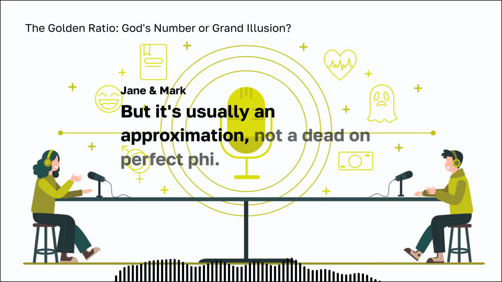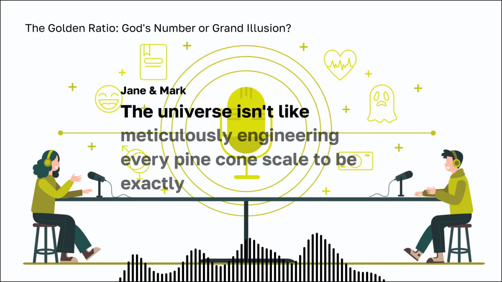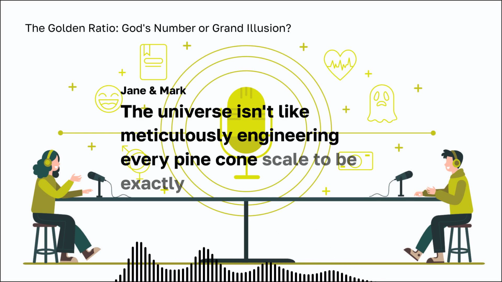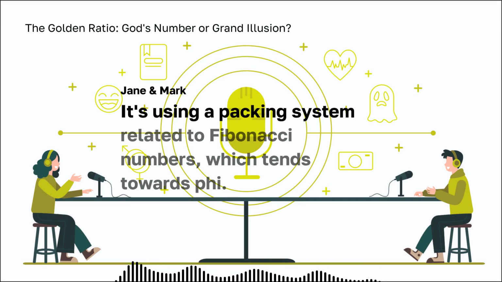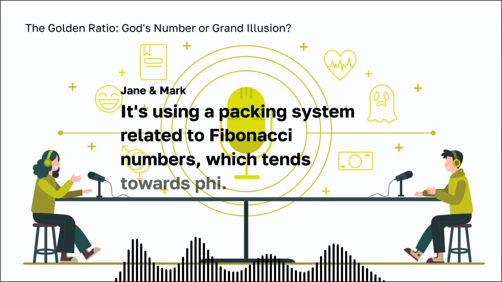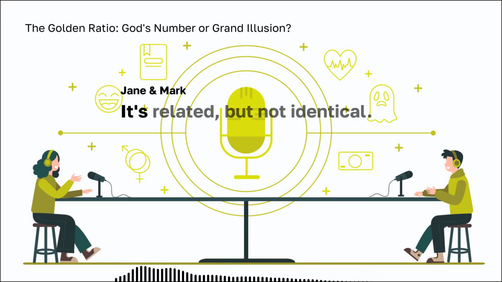Exactly. So these plants display patterns related to Fibonacci numbers, and the ratio approximates the golden ratio. But it's usually an approximation, not a dead-on perfect phi. The universe isn't meticulously engineering every pinecone scale to be exactly 1.618 times the size of the previous one. It's using a packing system related to Fibonacci numbers, which tends towards phi. Okay, that makes sense. It's related, but not identical.